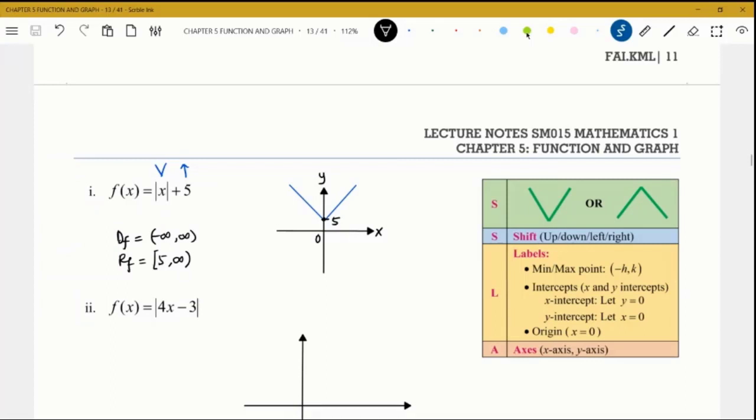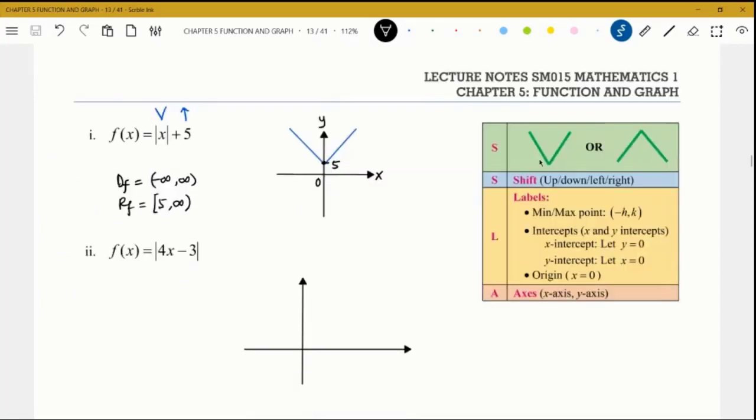Okay, that's part 1. Okay, part 2 pula, we have modulus 4x minus 3. So we are going to have changes on the left hand side or right hand side, sebab dia ada perubahan pada dalam modulus. Dekat luar ni dia ibarat plus 0. So dia tak ada shift up ataupun shift down. Okay. So we're going to have 4x minus 3 equal to 0. So x should be 3 over 4. So the shift to the right sebanyak 3/4.